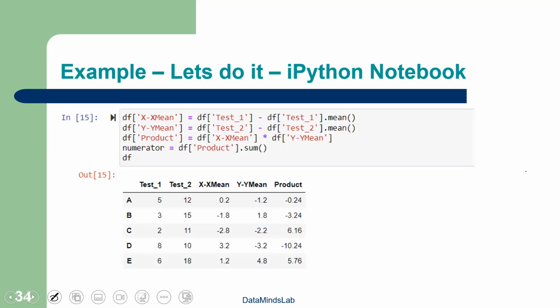Let's calculate it manually by the direct mean method, whether we'll get the same value or not. In that case, I will take test one and test two. Then what is my mean here? If you take df test one minus df test two mean, x minus, this is my data. Now I calculated it for x. Similarly, I calculated for y. Then I will take the product of these two.